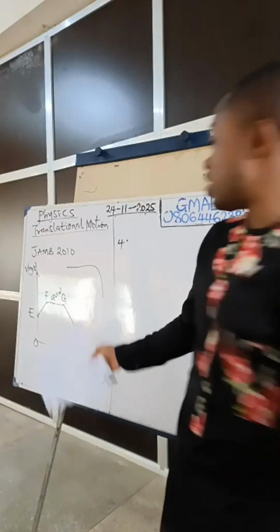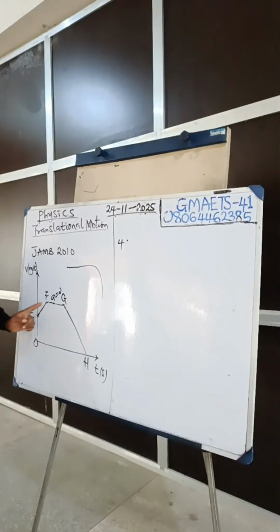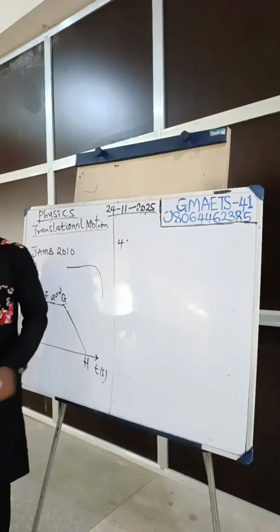D. Because between point F and G, there is no acceleration. This line is a constant speed line, constant velocity line. So acceleration is equal to what? 0. So no acceleration between F and G.